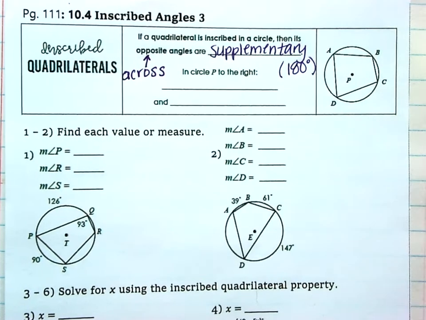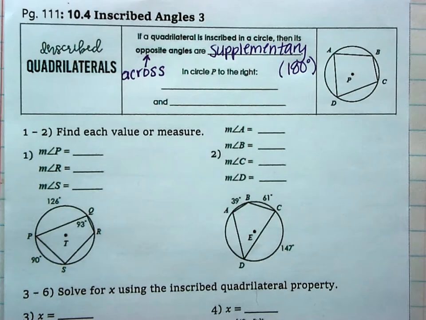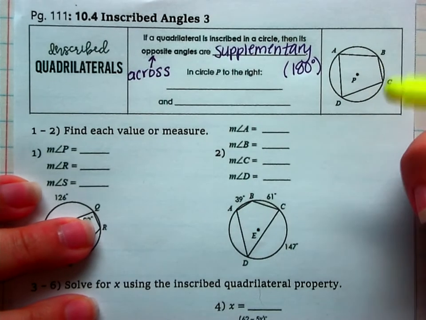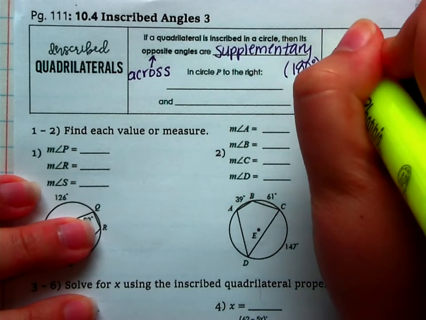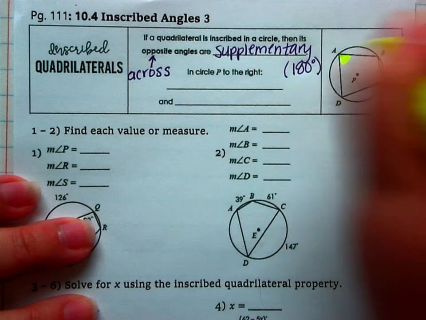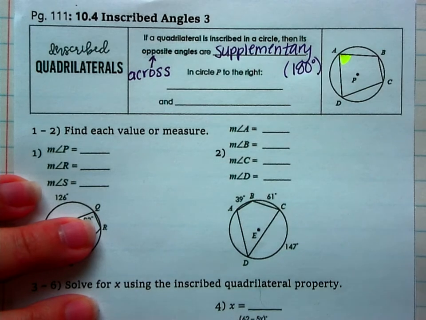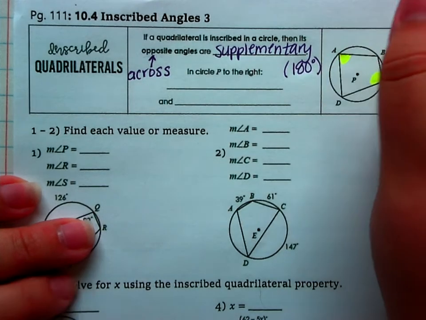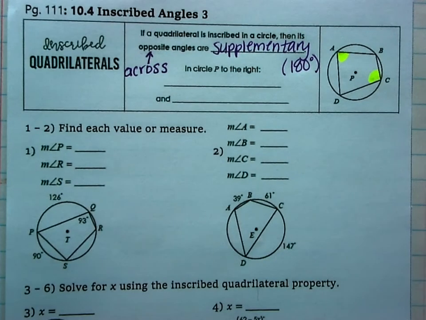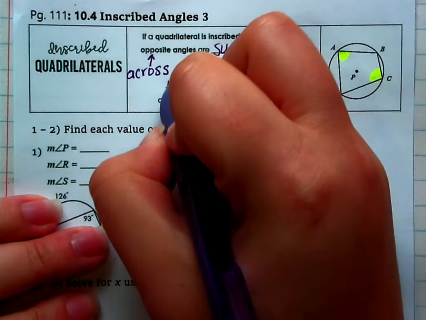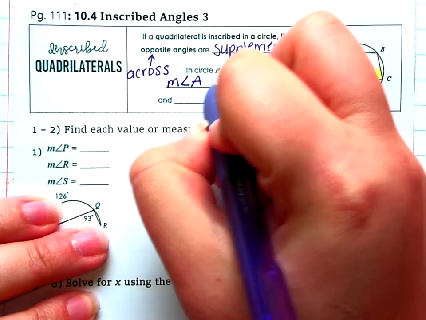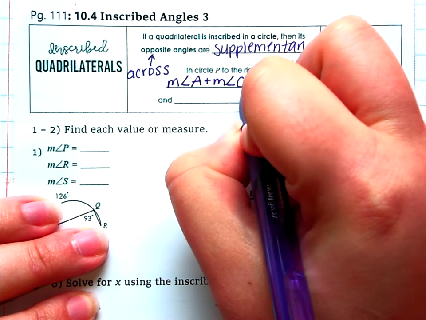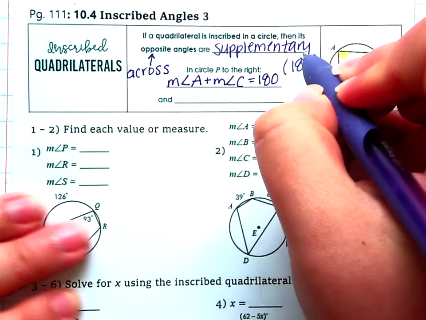So if we have an inscribed quadrilateral, then its opposite angles are supplementary. We're going to add them to equal 180. So we would have angle A, this angle here, and angle C. C is across from A, they're opposite angles. The measure of angle A plus the measure of angle C equals 180.